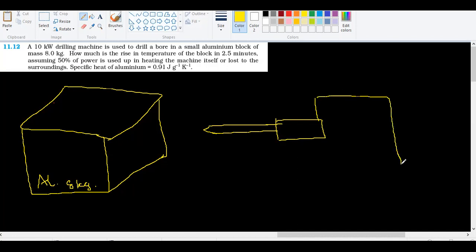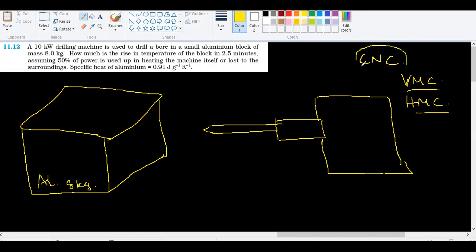So when you go to machine shops, you will see a lot of CNC machines, computer numerically controlled machines. Sometimes you will see something called VMCs, and sometimes you will see something called HMCs. So H stands for horizontal machining center, V stands for vertical machining center. If you go into some machine shops, you'll be able to see these things. So when you come across these words, that's what it means. All these things are CNC machines.